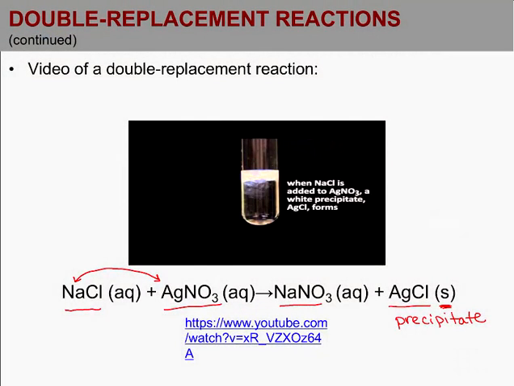All right, and we'll learn more about precipitates later on. We'll learn some rules that will tell us what actually can form a solid in solution. Because you'll notice that the other product in this reaction, sodium nitrate, is still aqueous. So that means that sodium and nitrate are kind of just floating around in solution. They're not forming a solid, but we can still write them as if they're a product.